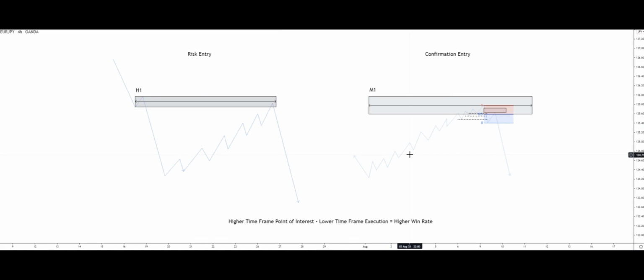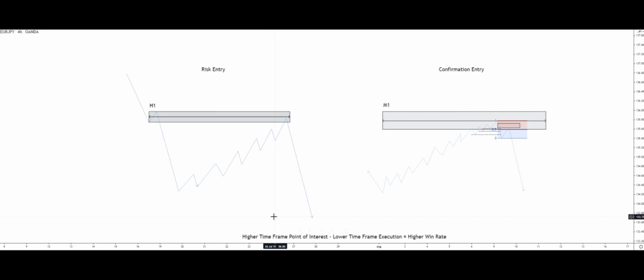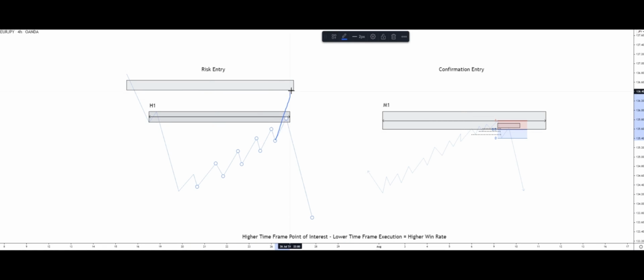So if you're taking a confirmation entry and you're looking for that shift in structure on a smaller time frame, that's confirming that price could potentially reverse down. So there's going to be a high probability of price doing so, because it's not a risk entry. We're not waiting for price to react. Okay, because what could happen is, you could also have a point of interest up here, in which price could still come up and tap into that one.